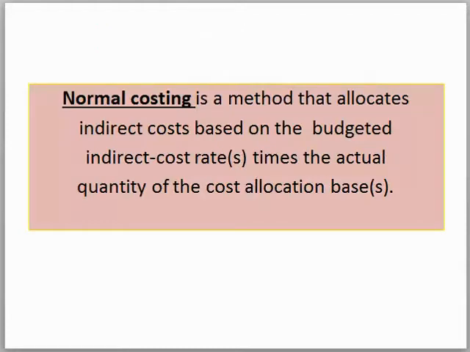Normal costing is a method that allocates indirect costs based on the budgeted indirect cost rate times the actual quantity of the cost allocation base. So the difference is the rate. In normal costing, it uses the budgeted indirect cost rate, but in actual costing, it uses the actual rate.